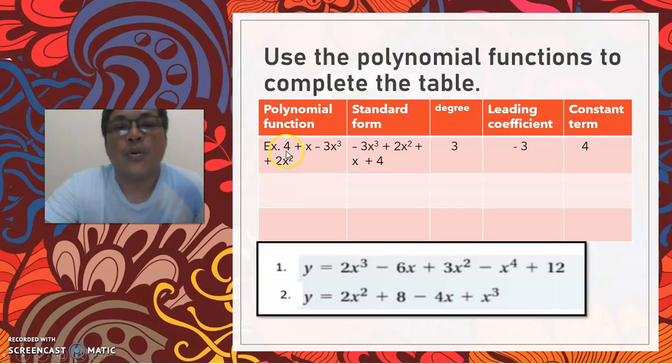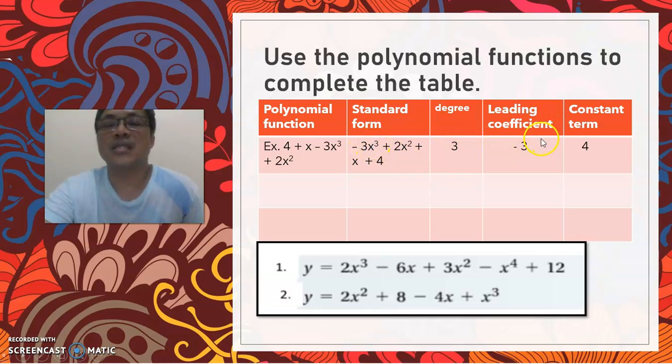Example, 4 plus x minus 3x to the third power plus 2x squared. If we rewrite this into standard form, negative 3x to the third power plus 2x to the second power plus x plus 4. Take note, as I said a while ago, the powers must be in decreasing order. So 3, 2, 1, constant. The degree is 3, because the highest exponent is 3. The leading coefficient is negative 3. And the constant term is 4.